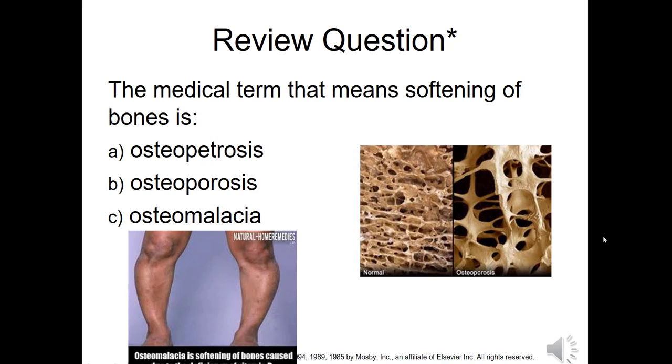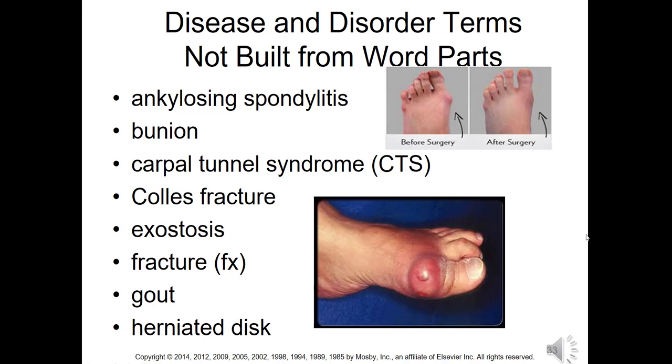The medical term that means softening of bones. Well, we know that softening is malacia, so of these three, it's osteomalacia because osteo is the combining form for bone. Petrosis is hardening, kind of like stone, and then porosis is where it becomes more porous, which is right here. So this is a normal bone, and this is a porotic bone or porosed bone. So it has large holes as opposed to small ones.